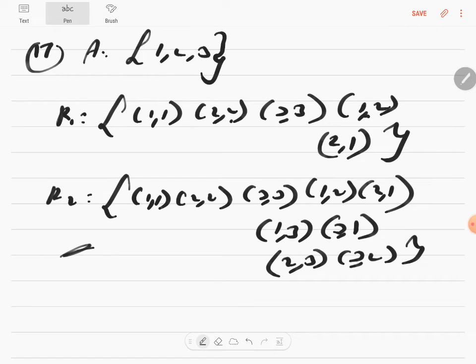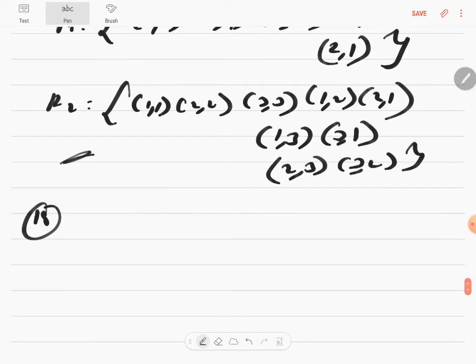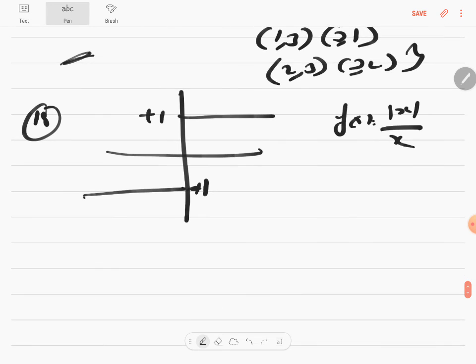Can you just check? Yeah, correct. Okay, so let's go to the 18th question. When you look at the 18th question, as soon as you see it, it is nothing but the mod function or signum function, because it's either plus 1 or minus 1. So you should identify that f(x) is equal to mod x by x. The function f is the signum function. The function g is the greatest integer function.